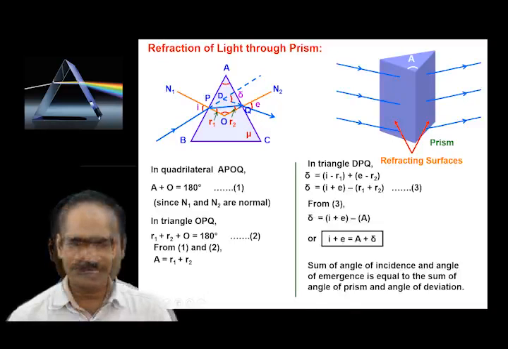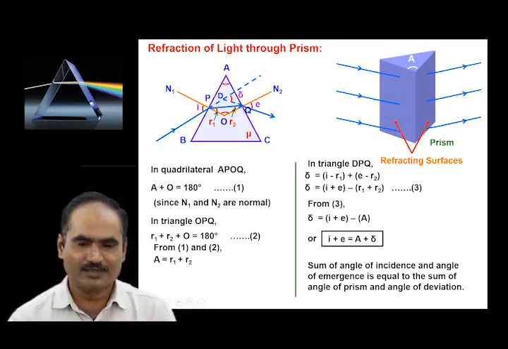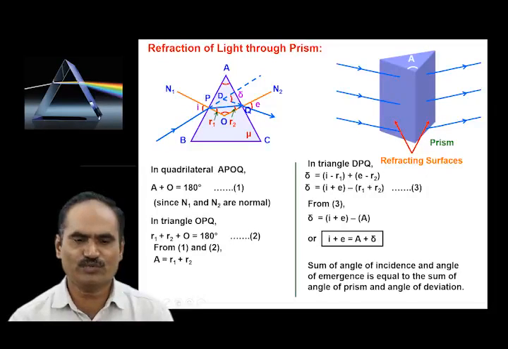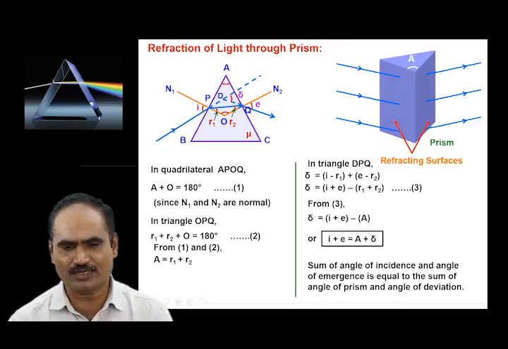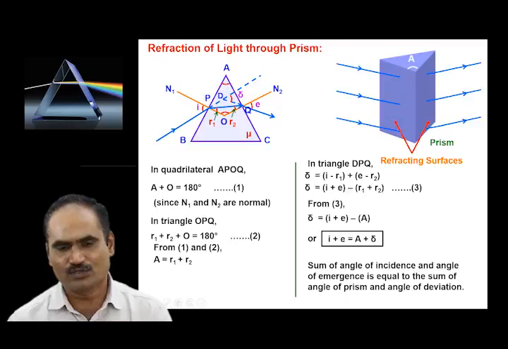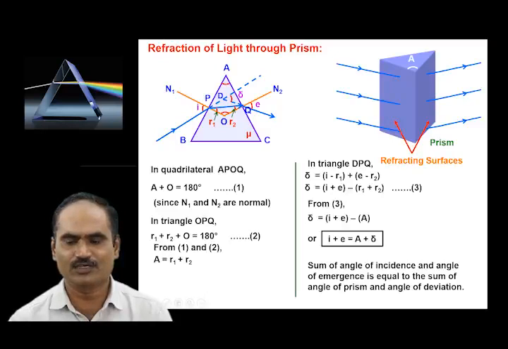Now let's go for the angle of deviation. In the absence of this prism, the light ray would have gone like this. But due to the presence of this prism, the light ray goes like this. So the light ray has taken a deviation in this manner. Therefore, the angle between the incident ray and the emergent ray is called the angle of deviation. It is denoted by delta.